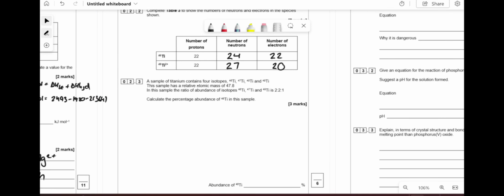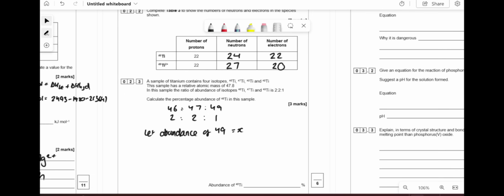A sample of titanium contains 4 isotopes, titanium 46, 47, 48, and 49. This sample has a relative atomic mass of 47.8. In this sample, the ratio of abundance of isotopes 46, 47, 48, and 49 is 2 to 2 to 1. Calculate the percentage abundance of 46 titanium in this sample. Right, so 46 to 47 to 49 is 2 to 2 to 1. So I'm going to let the abundance of the titanium 49 equal x.